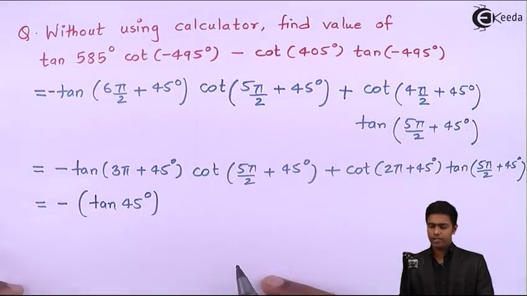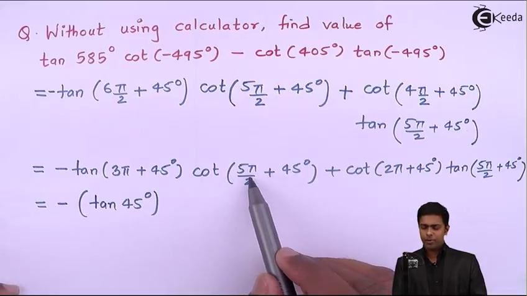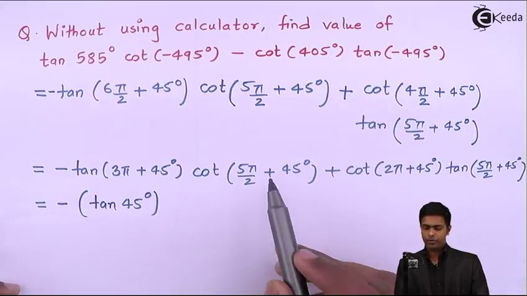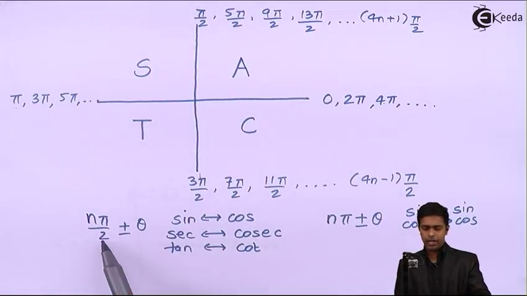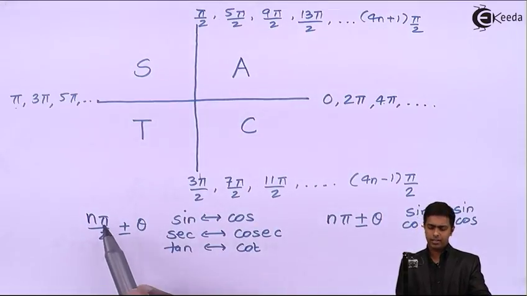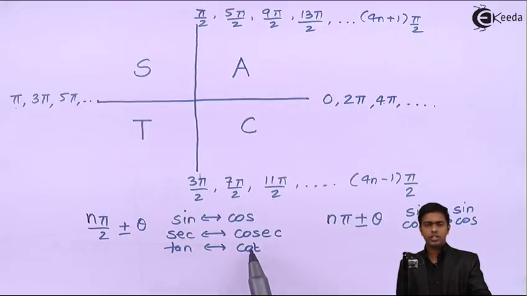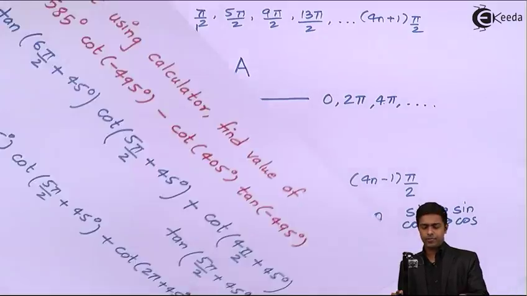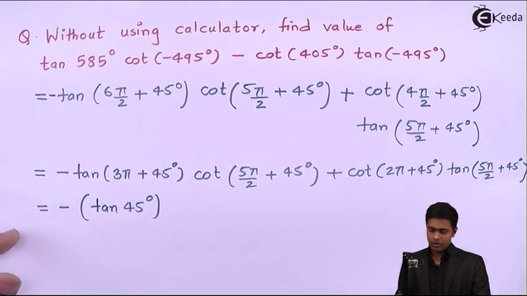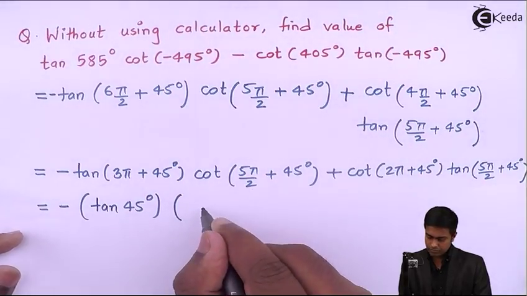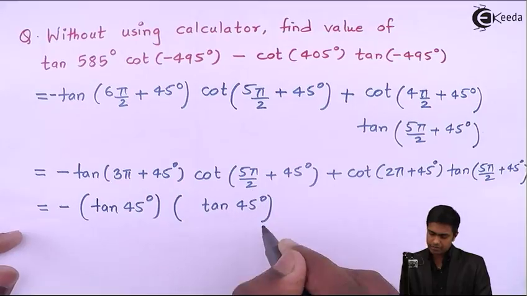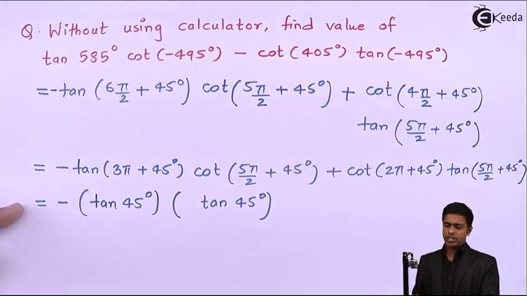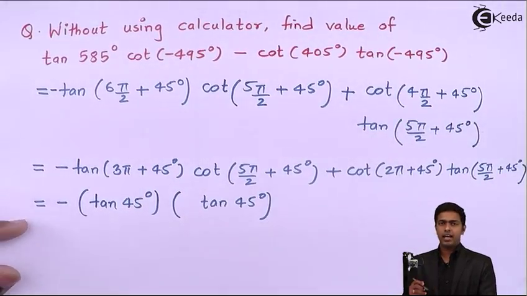Let's find out the second value. Here we have cot of 5 pi by 2 plus 45 degree. So we have a pattern of n pi by 2 like this, n pi by 2 plus theta. So in this pattern, tan becomes cot and cot becomes tan. So here we will get tan of 45 degree.